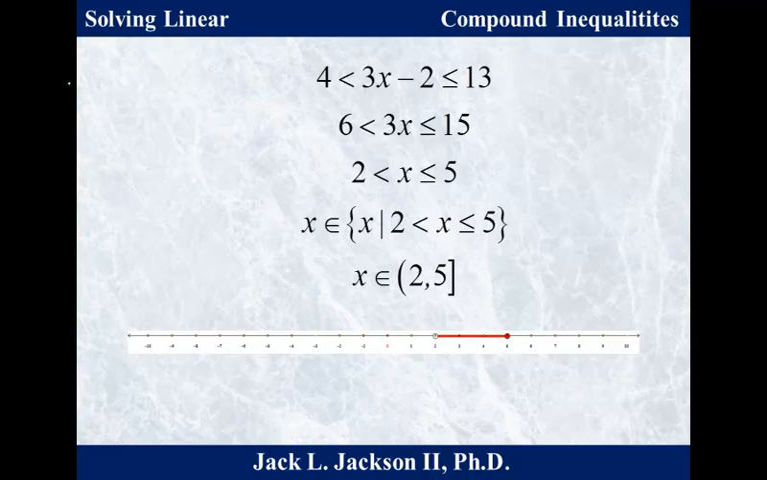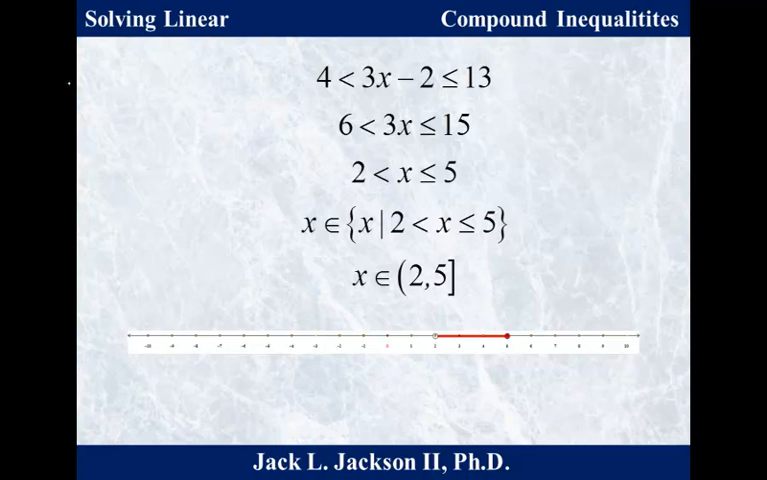So if we write it in set builder notation, we say x is an element of the set of all x, such that 2 is less than x, which is less than or equal to 5. Or, in interval notation, it's probably the best way, it's easy. x is an element of the interval, parentheses 2, 5 bracket. So the 2 is not included, the 5 is. So when we graph it, we have an open dot at 2, a closed dot at 5, and we have solid everything between 2 and 5.